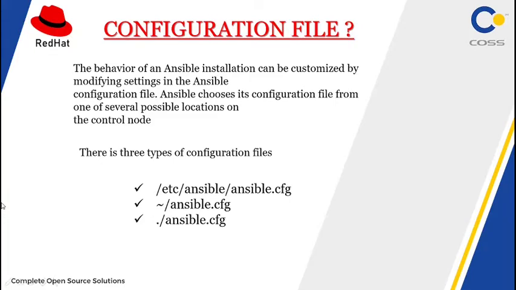First of all, while I'm executing something, it checks my present working directory. If it is not available there, then it checks my home directory. Then at the last, the priority goes to my global configuration file, which is under /etc/ansible/ansible.cfg.